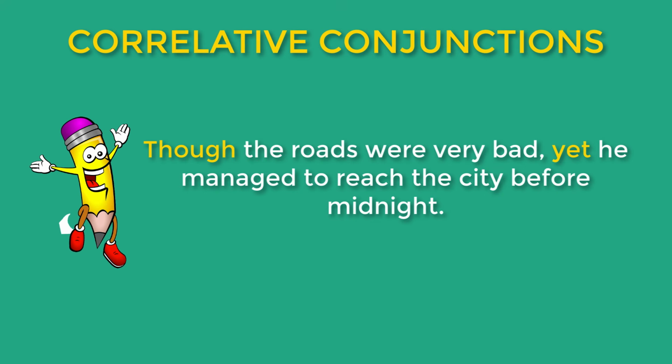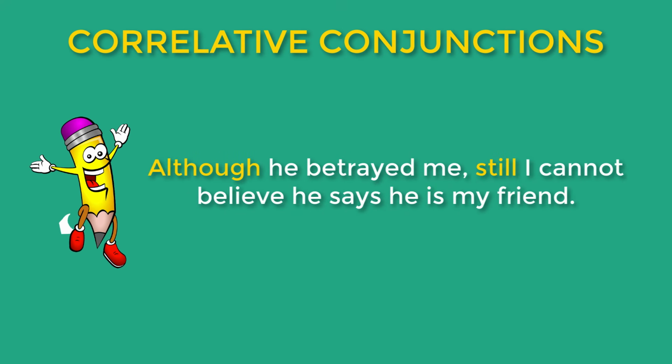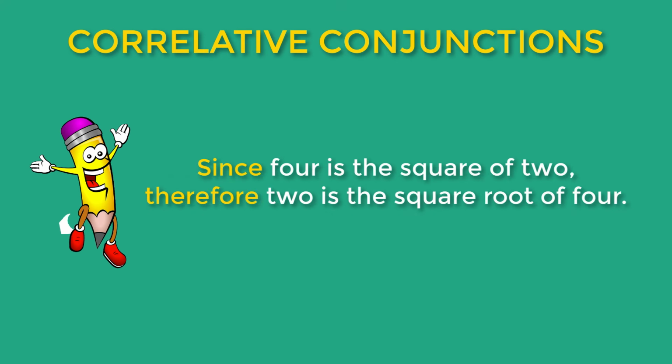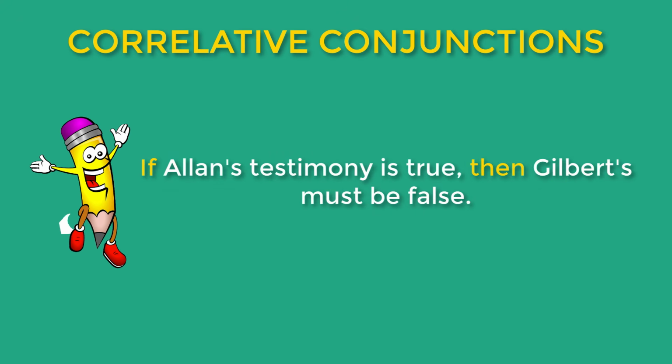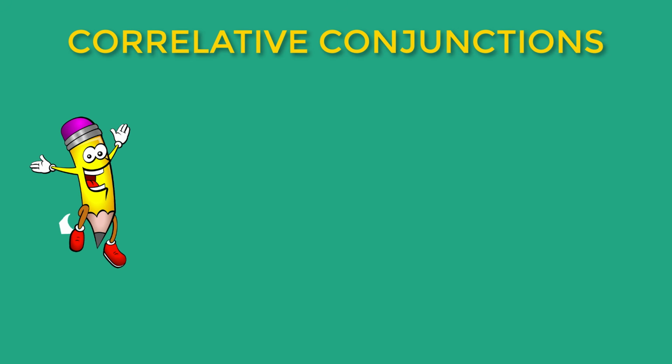Though the roads were very bad, yet he managed to reach the city before midnight. Although he betrayed me, still I cannot believe he says he is my friend. Since 4 is the square of 2, therefore 2 is the square root of 4. If Allen's testimony is true, then Gilbert's must be false.